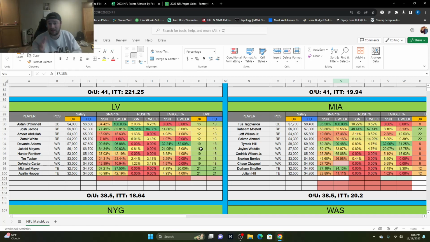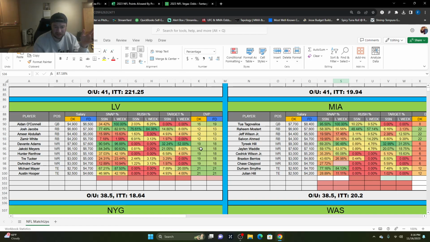stack here. Miami's defense has been iffy. They've been up and down as well. They ranked 16th against the quarterback, 12th against the running back, 19th against the wide receiver, 21st against the tight end. But Michael Mayer, I think he did have a touchdown.